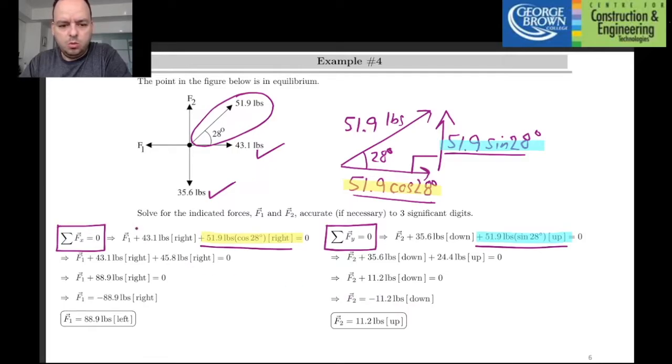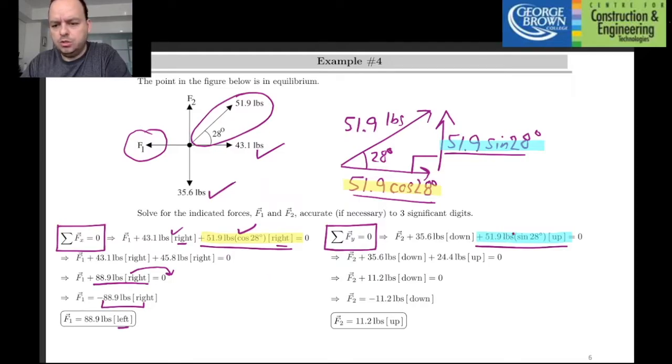At this point, we have three terms, 1, 2, 3. If we take the two terms that have numerical values given and combine them into one term, we get 88.9 pounds to the right. That's pretty easy to do because both directions were right to begin with, so you're adding like terms. And to find the answer for vector F1, simply move this over to the other side, which gives you a negative sign, and that negative sign combined with the right turns the answer into left, which makes sense and is consistent with the diagram. Vector F1 is pointing to the left.